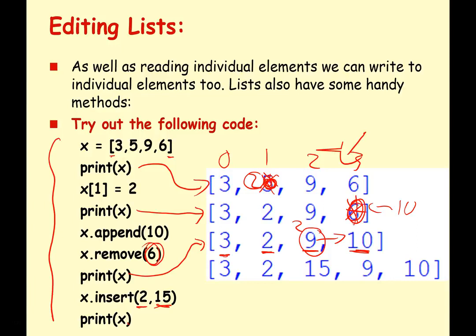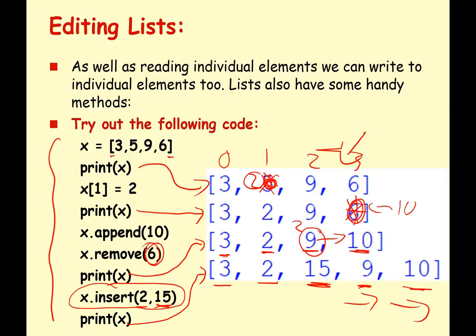And you can see that when we do the final print statement, we've got the 3, we've got the 2, now we've got the 15 in position 2, the 9 is still there and the 10 is still there, they've just been shifted along 1. So insert allows us to add something into our list without replacing or deleting any of the previous content.